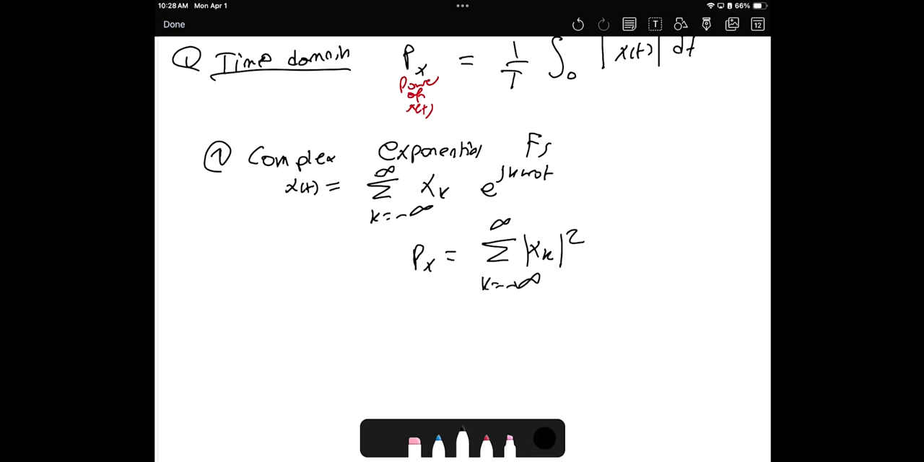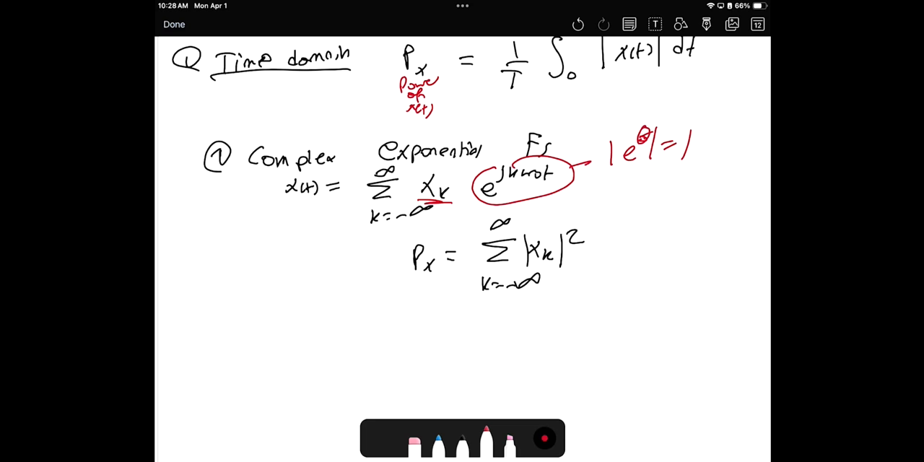Okay? Just take xk and take the square of x, the absolute value of it, and take the square. Why? Because if you take the absolute value of the exponential, every time it will be 1. We know that. And 1 squared every time will be 1.